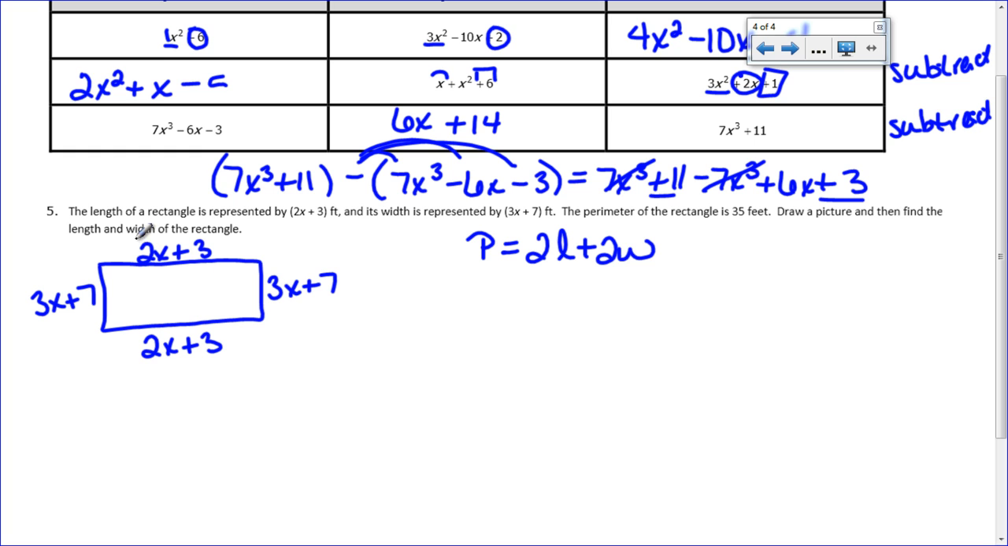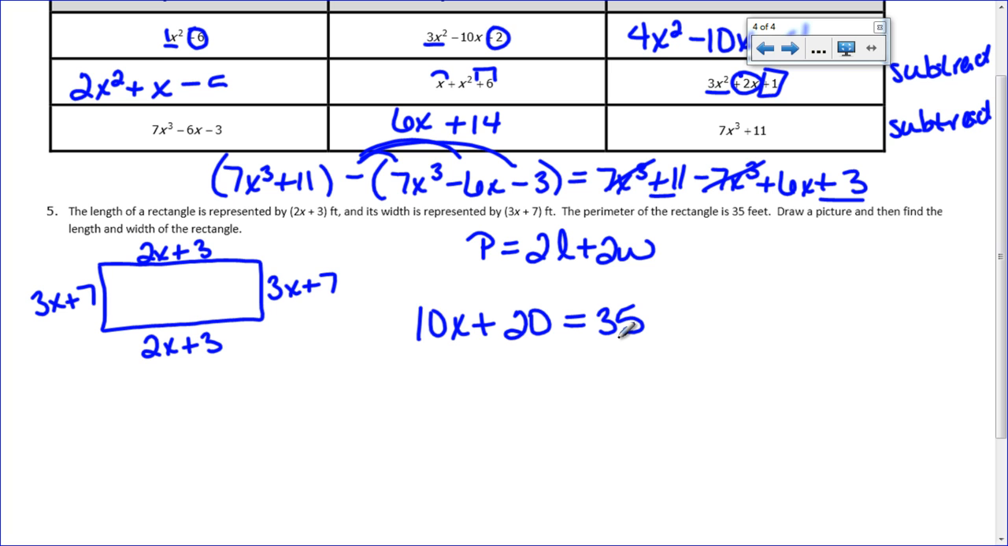So let's add x's first. 2x plus 2x makes 4x, plus 3x makes 7x, plus another 3x makes 10x. So I have 10x, and then 3 plus 3 is 6. 6 plus 7 makes 13. Plus another 7 makes 20, so I have 10x plus 20. If you add that a different way, if you need to write it all out, that's fine. But it comes out to 10x plus 20, and they tell me that the perimeter is 35.